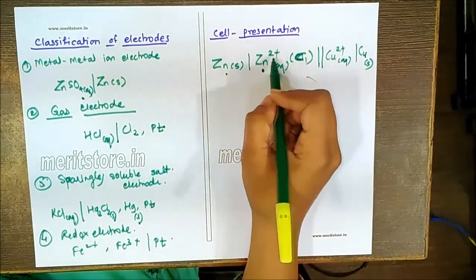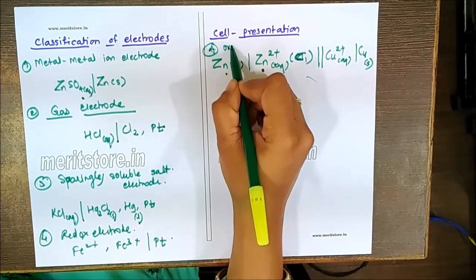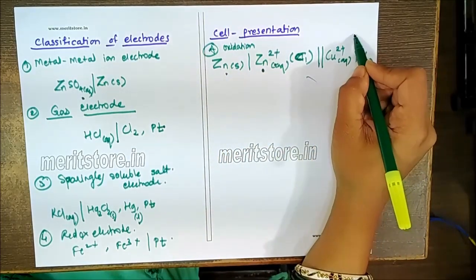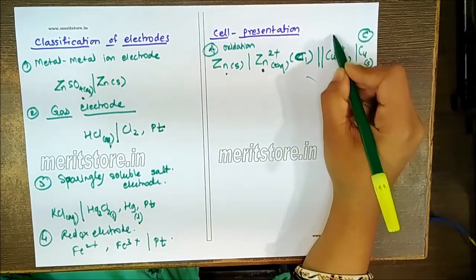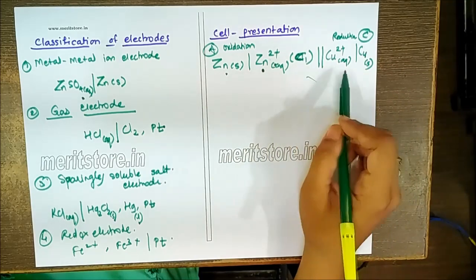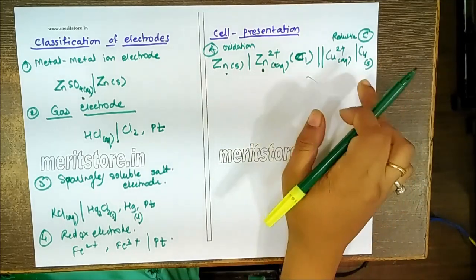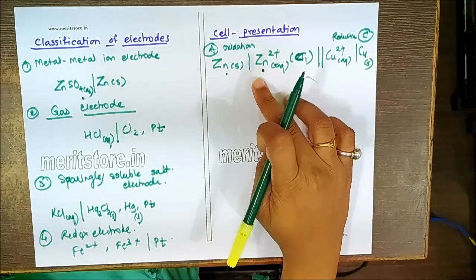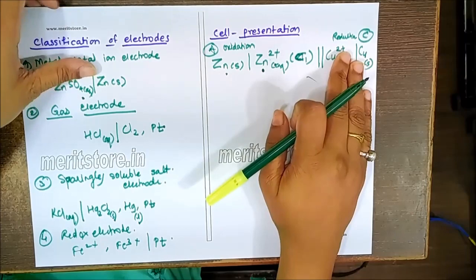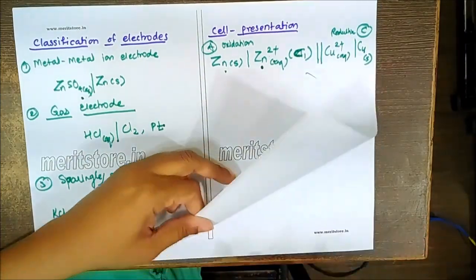The electrode on the left hand side is the anode, where the oxidation will take place, and the electrode on the right hand side is the cathode, where the reduction will take place. So these are the different criteria you have to use. From this I can understand zinc is undergoing oxidation and copper is undergoing reduction. The next part is important from the MCQ point of view.